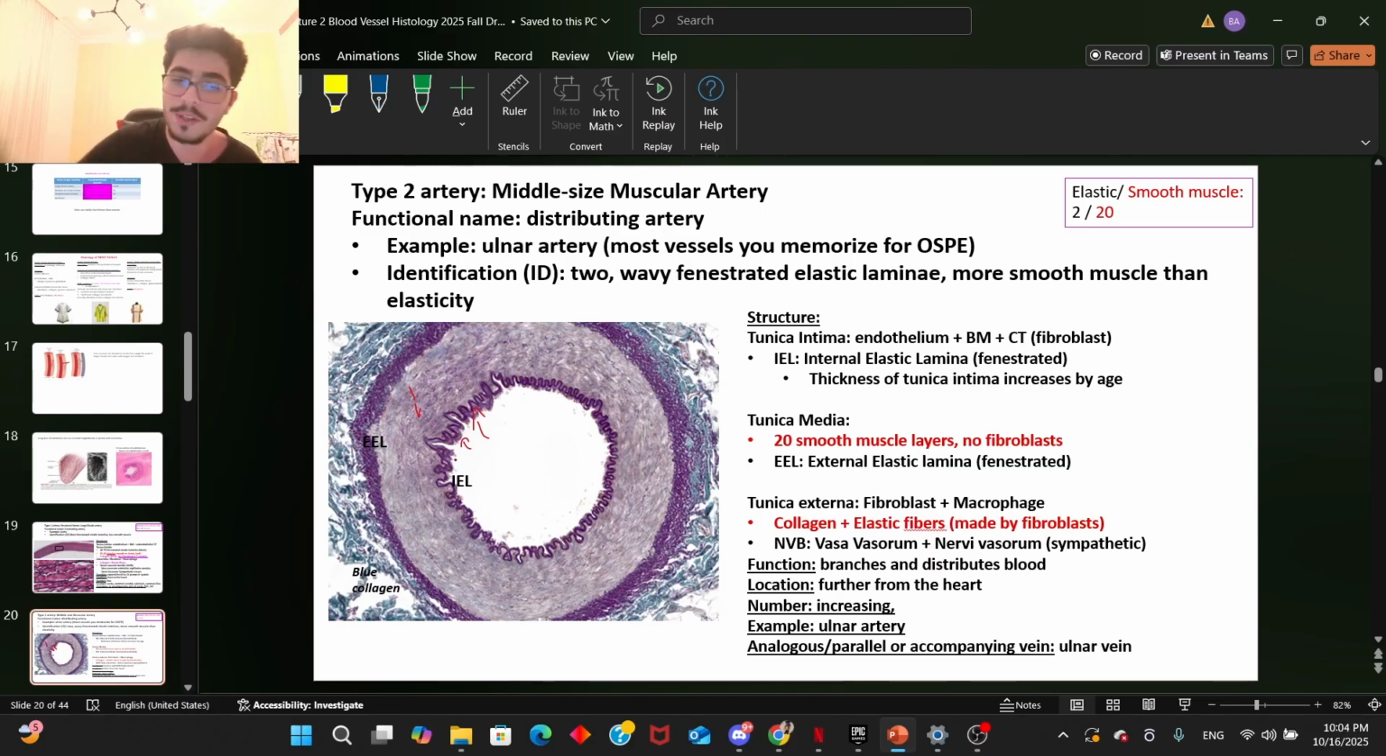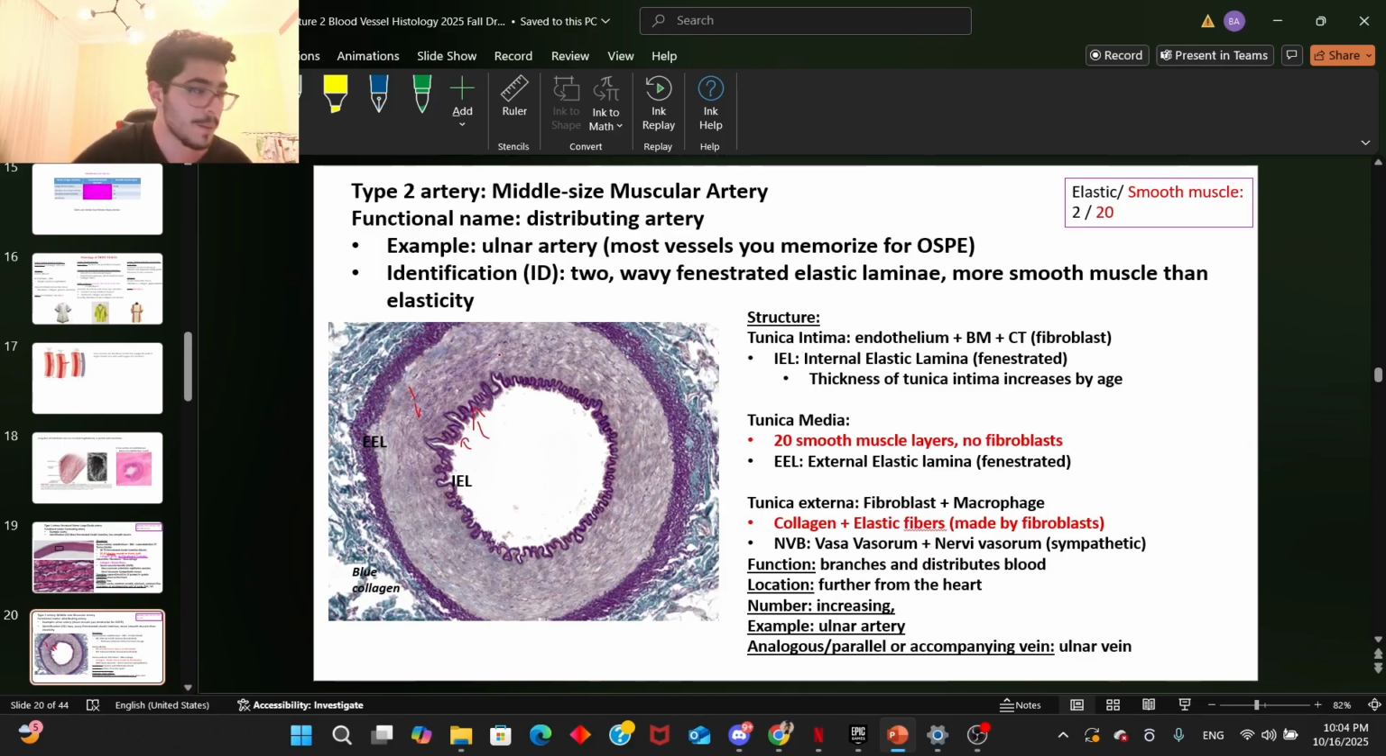The internal one is going to be between the tunica intima, which is the inner layer, and the tunica media. And the external one is going to be between the tunica media and the tunica externa. Okay? Smooth muscle is going to be about 20 layers. Obviously, the best way to classify these is from the external lamellas. With the smooth muscle, it's kind of hard to count the amount of layers, okay?